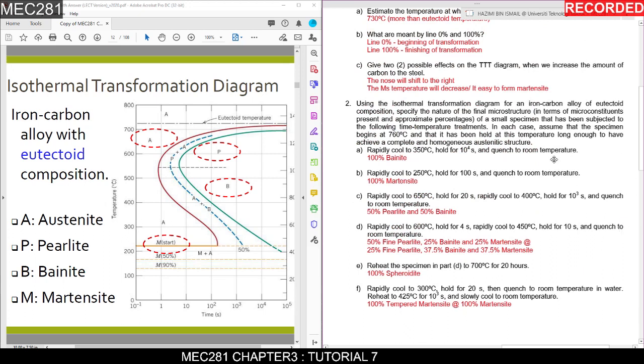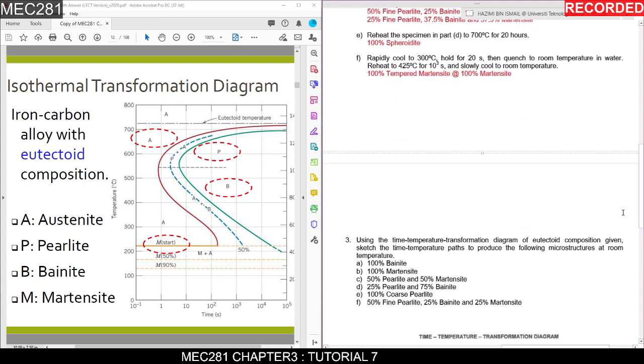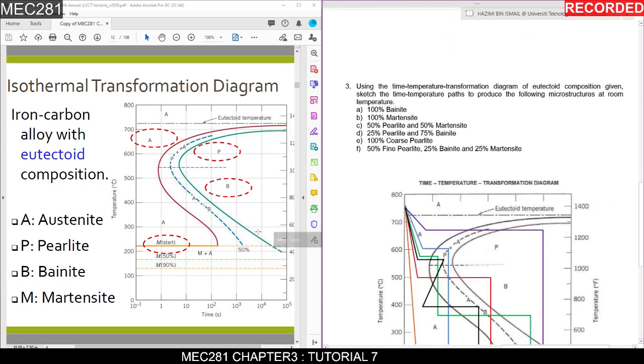You can compare with your answers, and if you have problems, let's discuss in the WhatsApp group, or you can ask your questions and problems in our Google Classroom. Okay, so let's go to question 3.